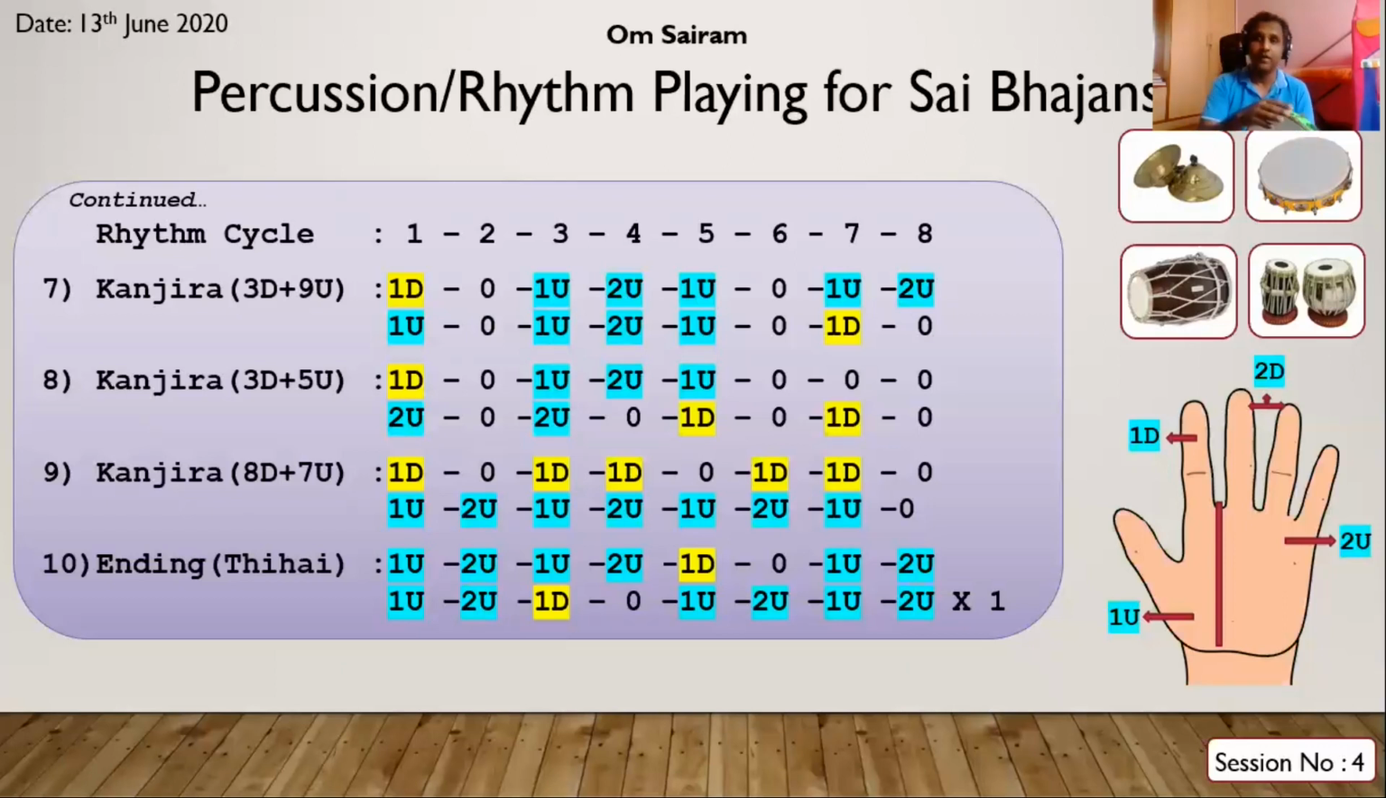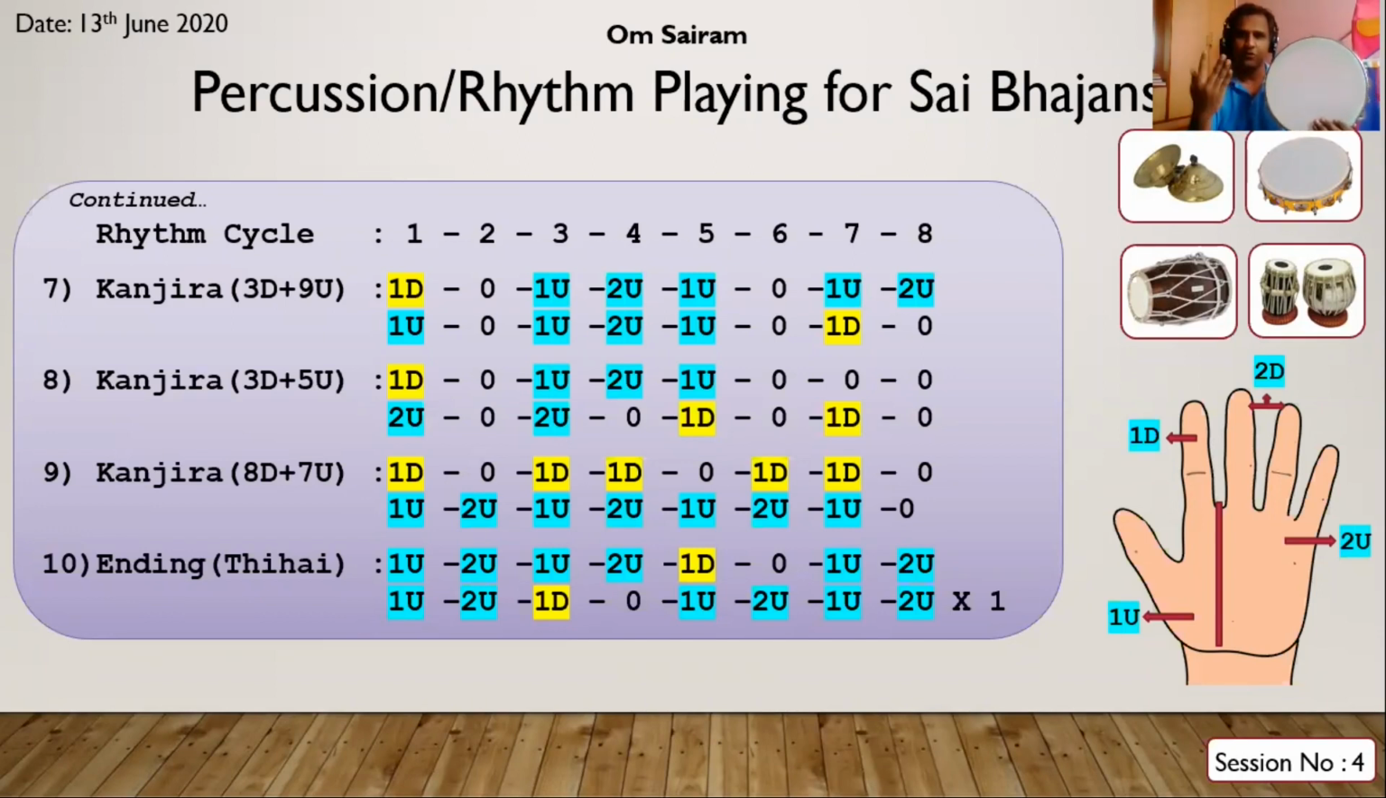3D and 9 U, in the sense that 3 downstrokes and 9 upstrokes. So how do you play it? As I've shown in the diagram, I'm showing the table. You can just look at it. I've shown in the table clearly which part of the beat you have to play downstrokes and upstrokes. Okay, so we'll start. So 1, you're using the 1 U.